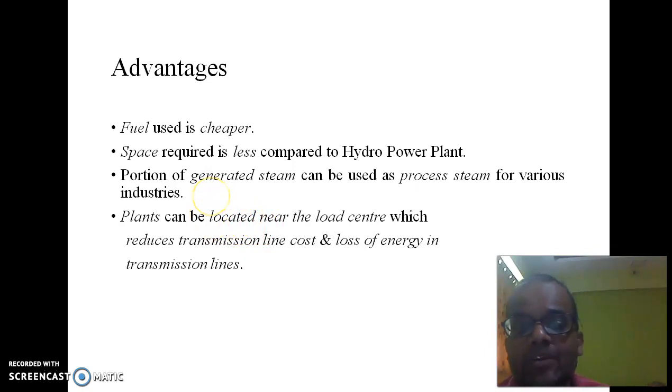A steam power plant can be located near the load centers, which will reduce the transmission line cost, because as you know there are 30 to 40% transmission losses. That can be minimized if we use a thermal power plant. So the loss of energy in the transmission line can be reduced, and this is the advantage.